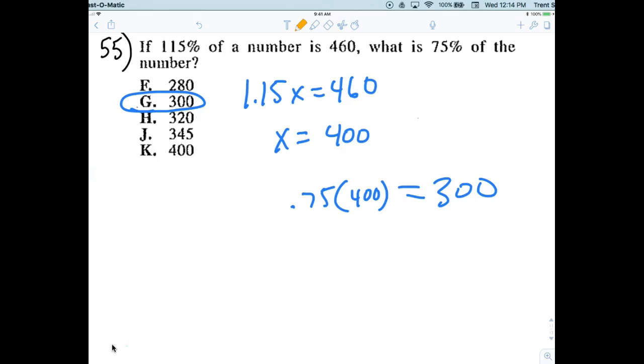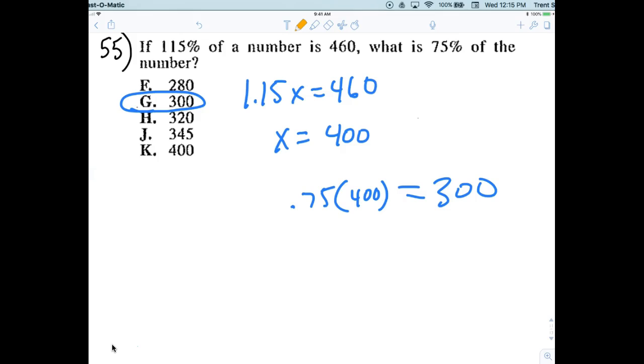115% of a number is 460. Let's find the number first. So of in math always means to multiply. So just 1.15 times x is equal to 460. Now how do we undo that multiplication? Division. So you should have your calculator out, double checking my work to make sure I'm right, even though we all know I am. Well, we could double check just in case. So does everybody agree x equals 400, right?